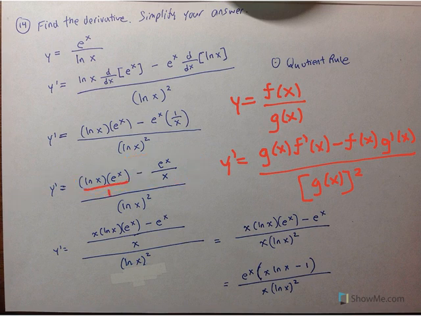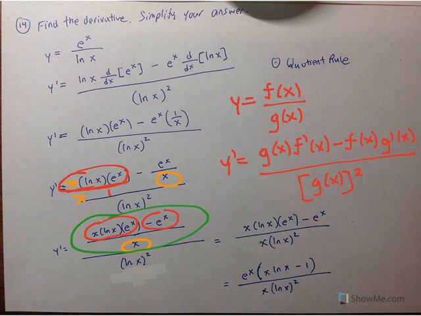And the way we're going to get a common denominator is by multiplying the first fraction by x over x. So now we have a common denominator of x, and our first fraction's numerator is x times natural log of x times e to the x minus e to the x. So now we've got this in the numerator, and we're going to divide that by natural log of x squared.